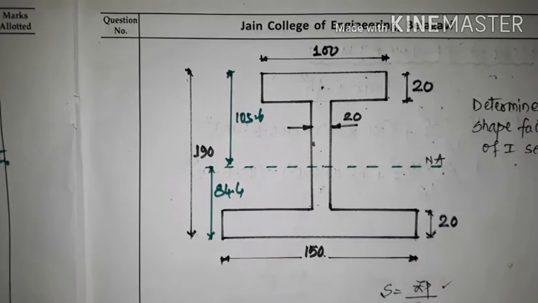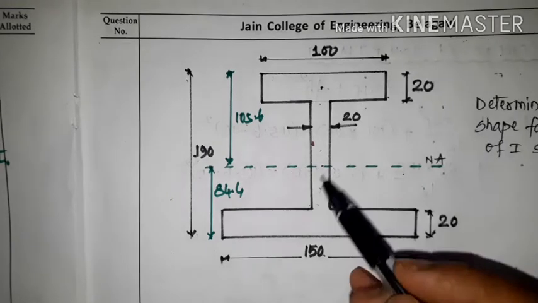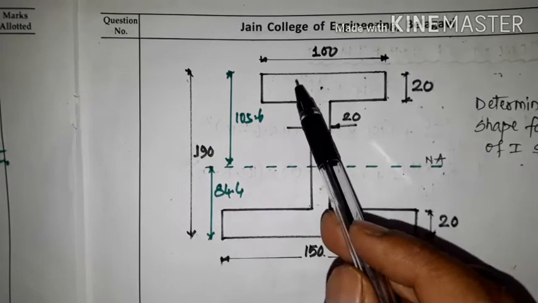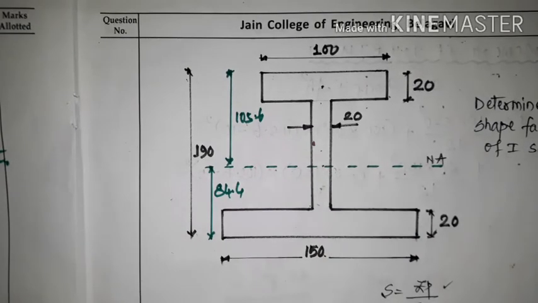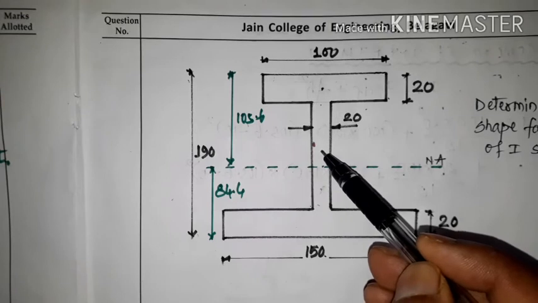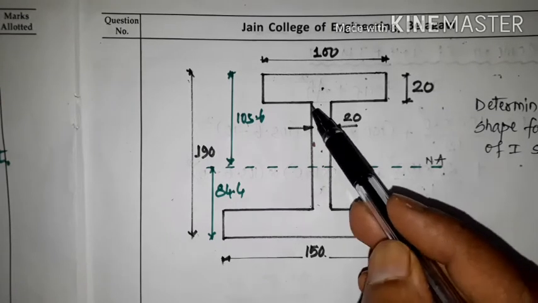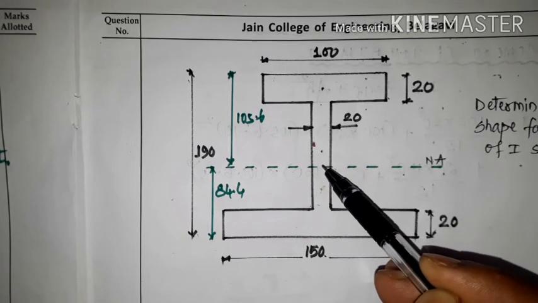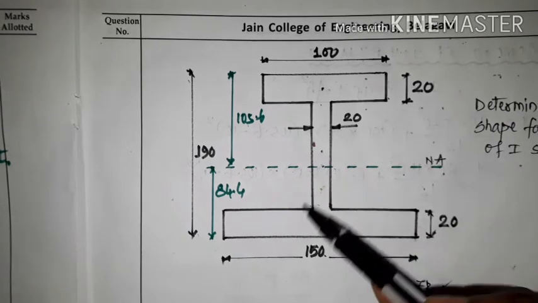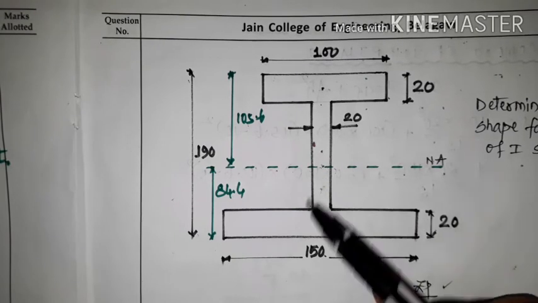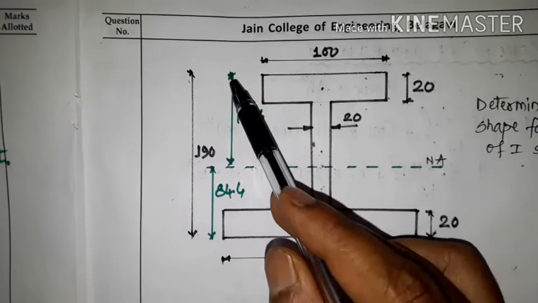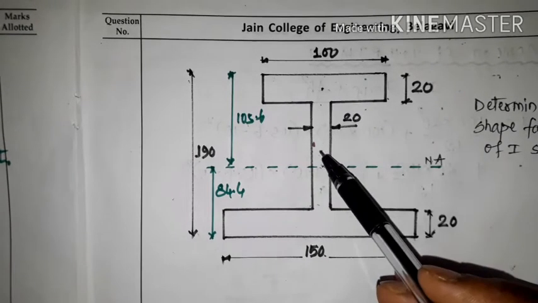Now we have to find out the centroidal distance of the web. So it will be 150 divided by 2 plus 20. You can see here the center of the web will be somewhere here. So this will be 150 divided by 2, and we have to find out this distance from here to here. So what will be this distance, we have to find out.